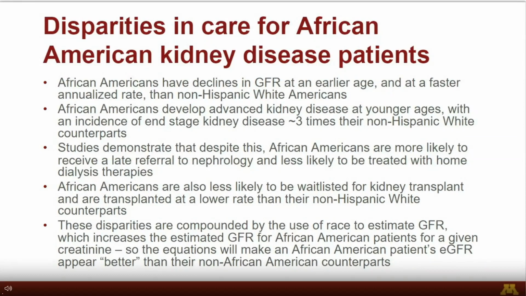Despite this, they are more likely to receive a late referral to nephrology and less likely to be treated with home dialysis therapies. They are also less likely to be waitlisted for kidney transplant and are transplanted at lower rates than their non-Hispanic white counterparts. These disparities are compounded by the use of a race correction factor to estimate GFR, which increases the estimated GFR for African American patients for a given creatinine level. So the equations make the African American patient's eGFR appear better than their non-African American counterparts.